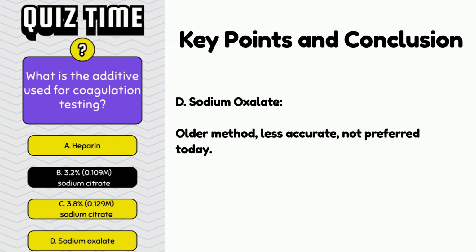Sodium oxalate. Sodium oxalate is another anticoagulant, but it is rarely used for coagulation studies, even though it also prevents blood clotting by binding calcium, similar to sodium citrate. Sodium oxalate is more commonly used in older laboratory testing methods or for hematology testing. For coagulation testing, sodium citrate is more commonly used.